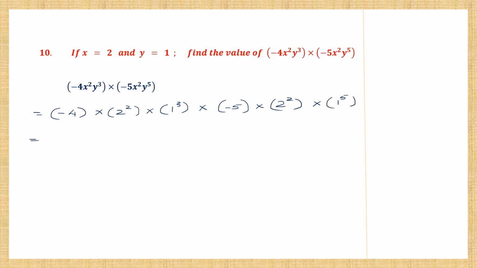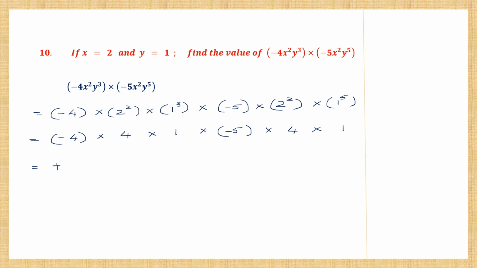Now let's simplify. Minus 4 into 2 raised to the power of 2. 2 2s are 4. 1 raised to the power of 3 is 1, into minus 5, into 2 2s are 4, into 1. Now let's work on the signs first. As you can see, there's one minus sign here and one minus sign here, and it's multiplication. Minus into minus is plus.